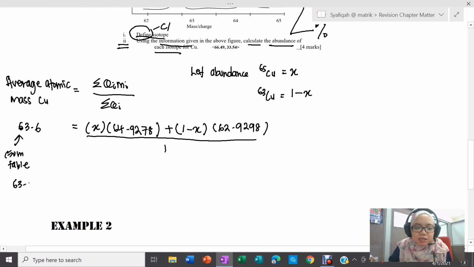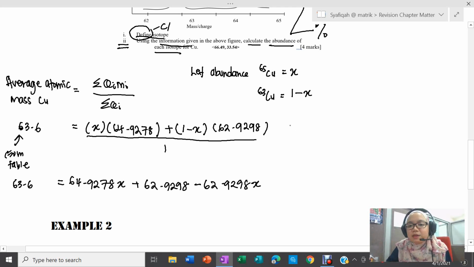So you will expand jadi 63.6 equals to 64.9278 X plus 62.9298 minus 62.9298 X. And you will get the answer X is equals to, in this here, kalau you kira, you will get 0.3354. Okay, so you dah dapat X. So what are the next step that you need to do? You guys boleh cari the abundance of each isotope. How? Just substitute the unknown into this. Okay, so study. You dah tahu.